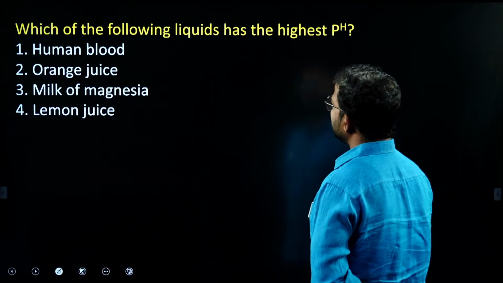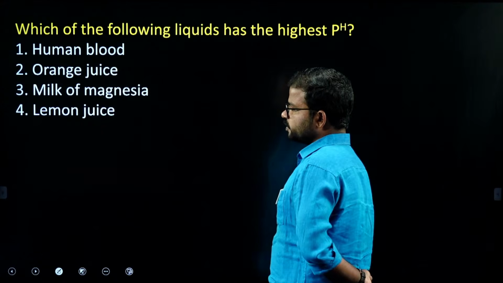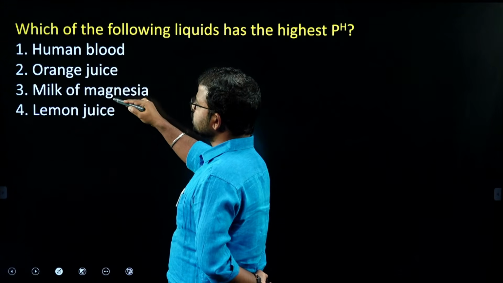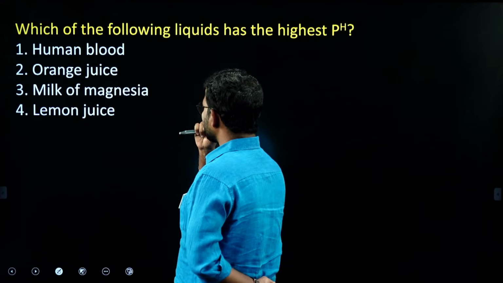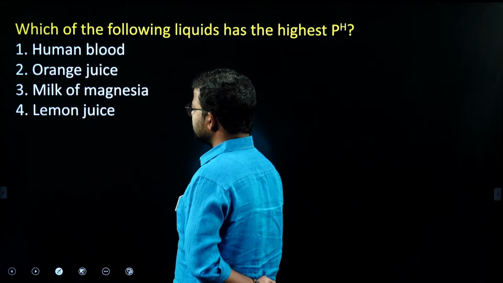Next, which of the following liquids has the highest pH value? Human blood, orange juice, milk of magnesia, lemon juice.